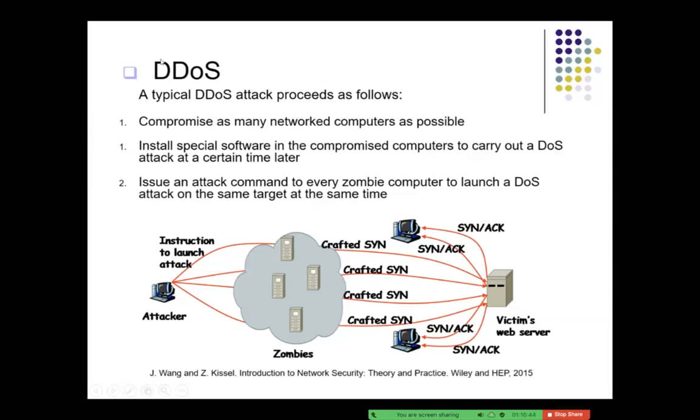The reason to use distributed DoS is that the attacker is trying to avoid being traced. Because if you want to trace, you can only trace to these machines.